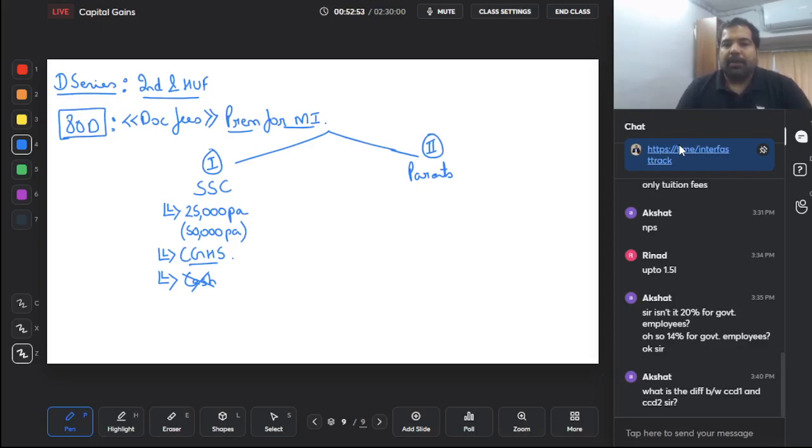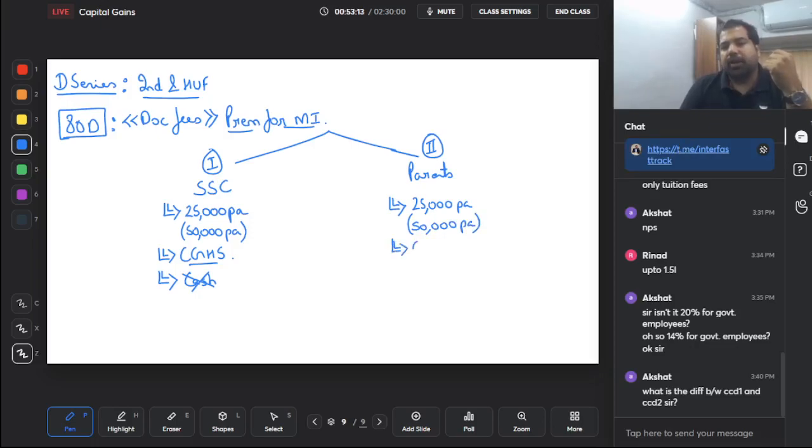Alright. Here, guys, for parents also, if you are paying for your parents' medical insurance premium, you get a deduction of 25,000 per annum. And if any of your parents are senior citizens and residents, guys, that's another condition. They have to be senior citizens and residents, then it's 50,000 per annum.